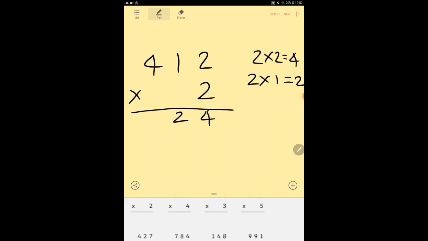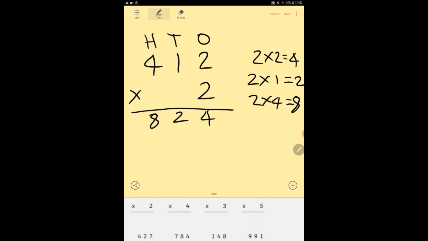And then we have 2 times 4, although it's 2 times 400 because the 4 is in the hundreds place value. 2 times 4 equals 8. Put the 8 here. Now we know this 8 isn't the way an 8 would be over here. This 8 is in fact 800 because it's in the hundreds place value.